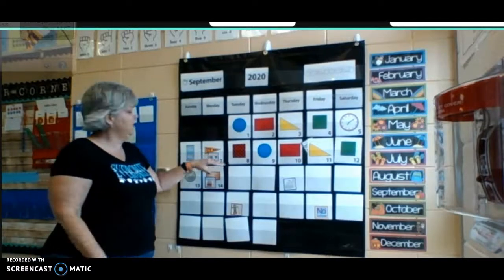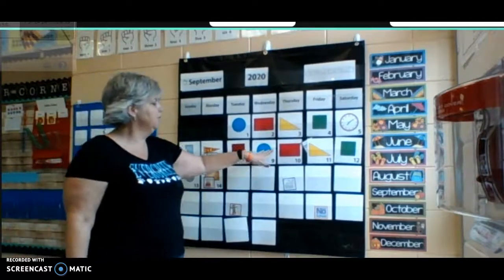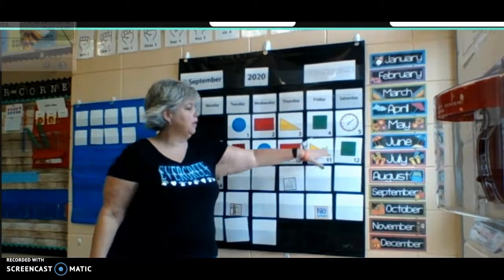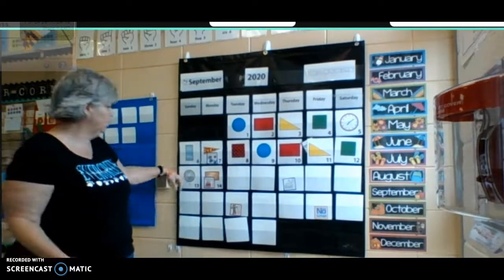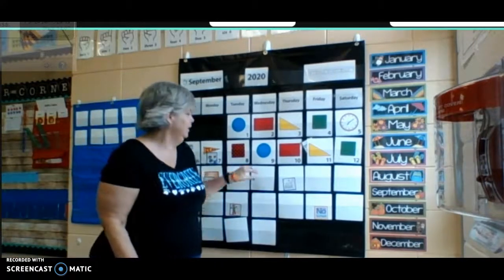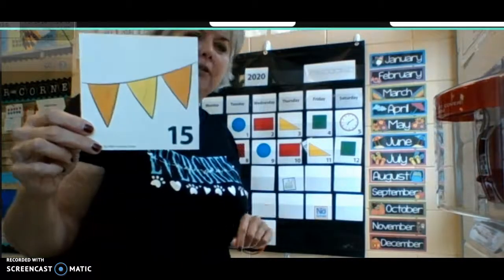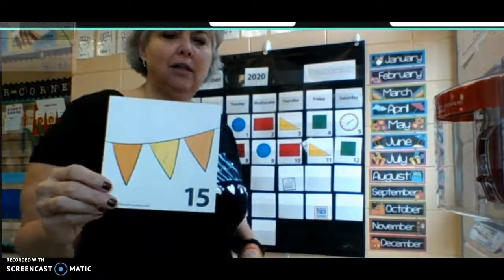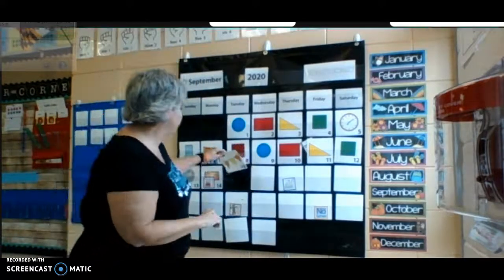Triangle, we have the pennant flag. Square, we have the checkerboard. Circle, rectangle, triangle, square. Circle, our coin, the quarter. Rectangle, our rug from yesterday. And drum roll, please. We have more triangles, and they are a garland. Pennant garland flags. So they are going up here.